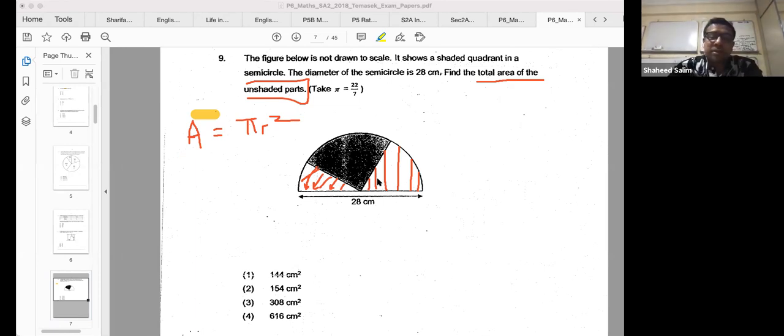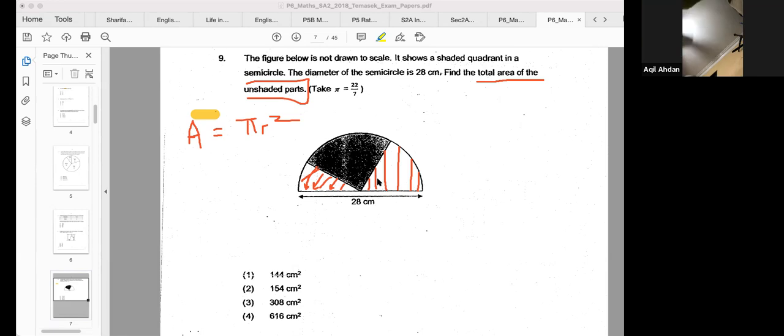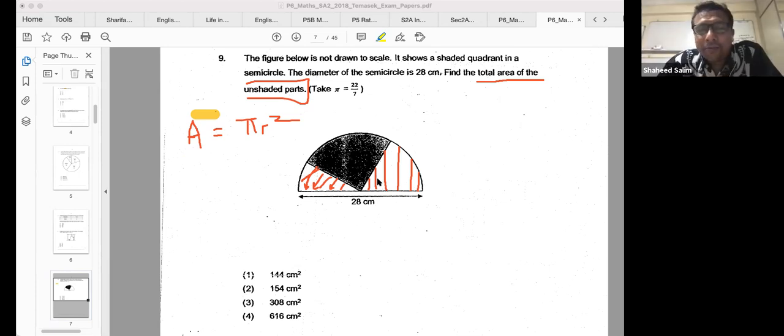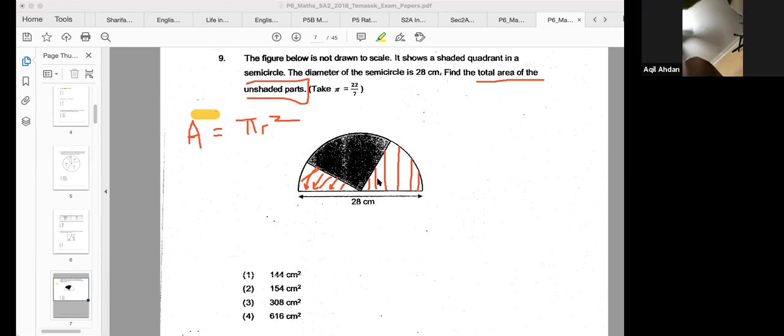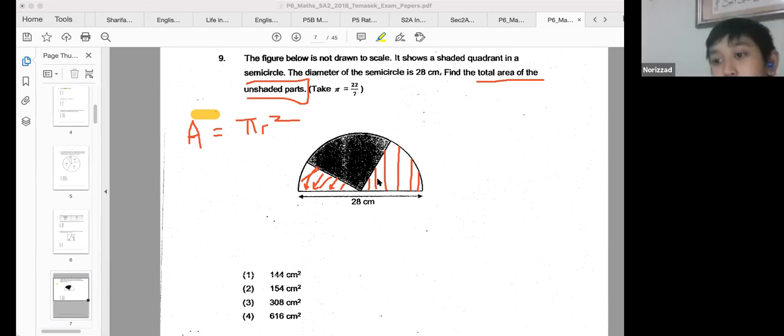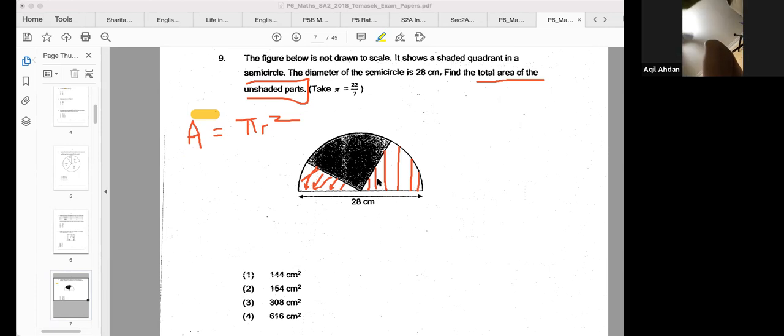Akil, your latest answer is correct, but I hope it's not by luck. You really understand, right, Akil? No, I actually do the method. Okay, I explain: first get the 28 divided by 2, then I get 14, then 22 over 7 times 14, times 14 again. Then I get the answer. Okay, so you get 616. Yeah, then the other one, I forgot what I did.